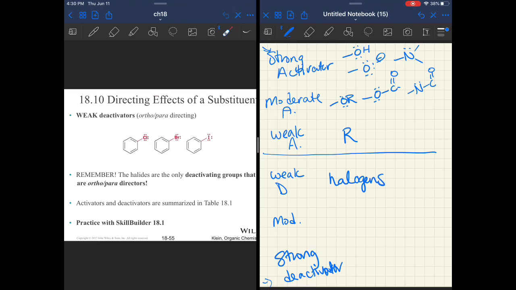So what I like to do is then change my color here, and I put a red line. All right, blue line above is activators, below is deactivators. Red line above is OP directors, below is meta directors.